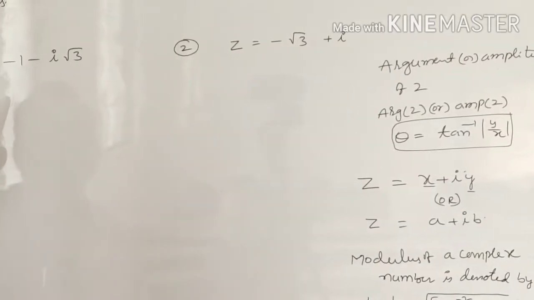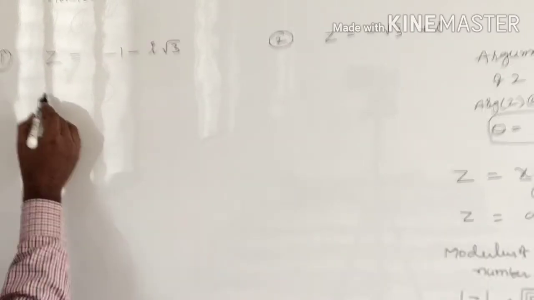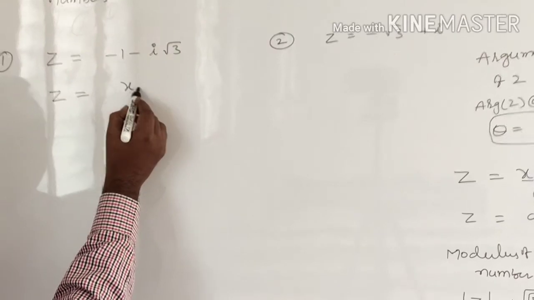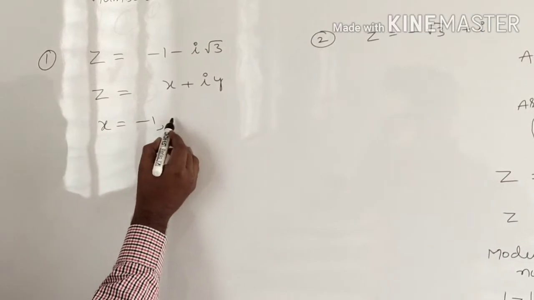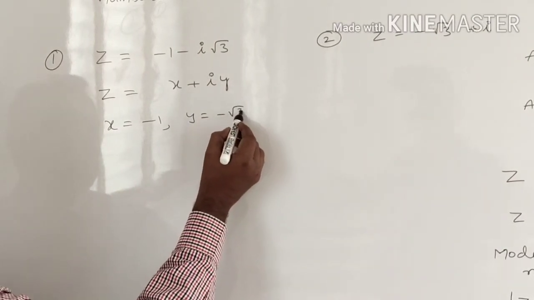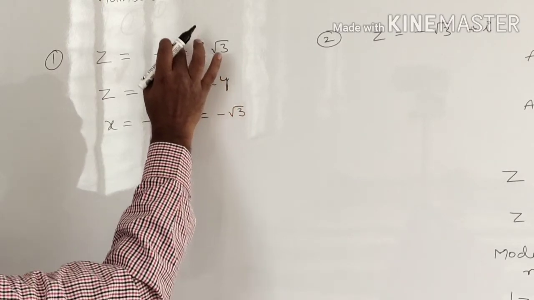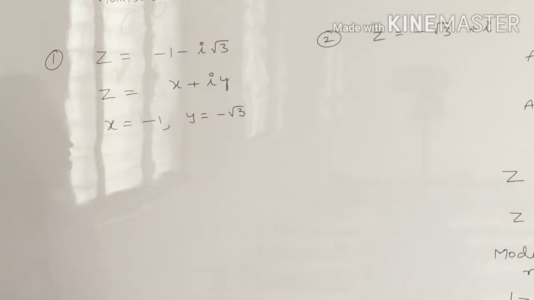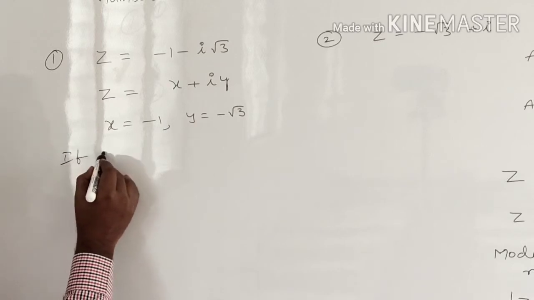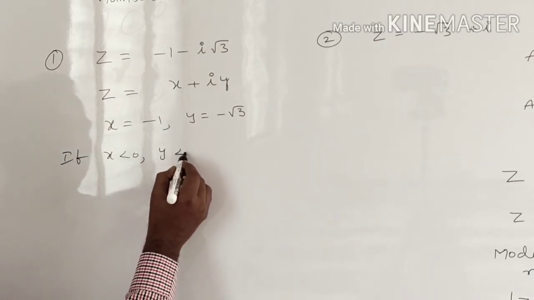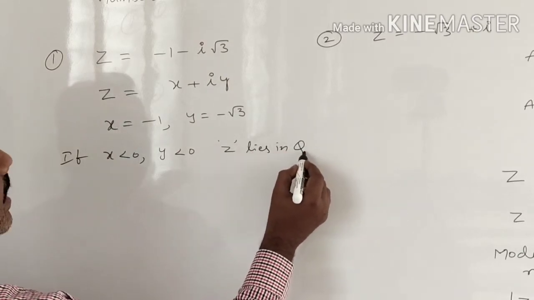You can see the first question. Z is equal to minus 1 minus i root 3. You can compare with z is equal to x plus iy. What is the x value, students, here? Minus 1. Y value, students? Minus root 3. So x value is negative, y value is negative. I told, if x less than 0, y less than 0, z lies in quadrant 3.